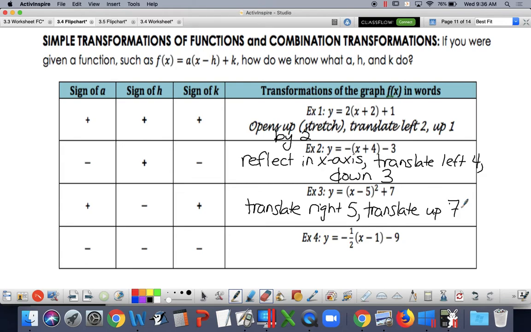All right, look at example 4. There are 4 things going on. I don't care in what order you write down the transformations. It does not matter the order. Try to find at least 3 of them. There's 4 transformations going on. See if you can find at least the 3.